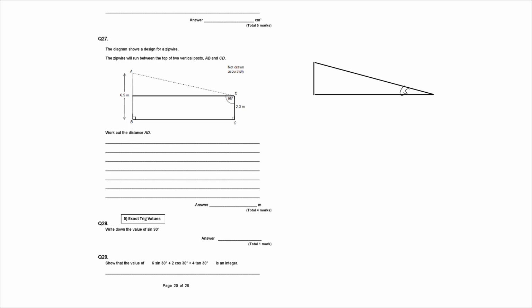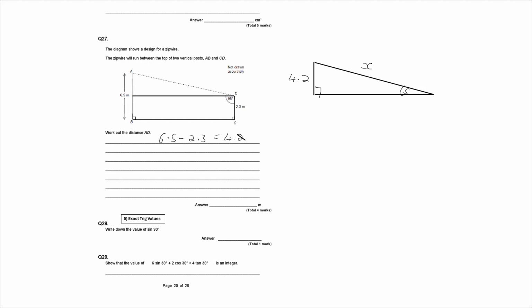Now I can work out the length of this part over here in my right angle triangle, because if the whole thing there is 6.5 and that's 2.3, this length must be equal to 6.5 take away 2.3, which is going to be 4.2. So this length here must be 4.2. Good. And I'm trying to work out the length AD. Let's call this side here X. And now, because I've got an angle and a side, I can work out this missing side using trigonometry.